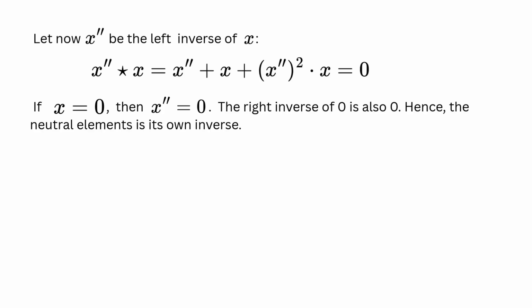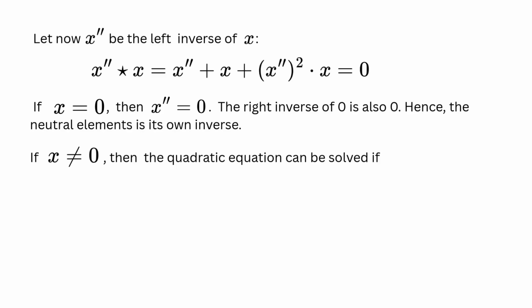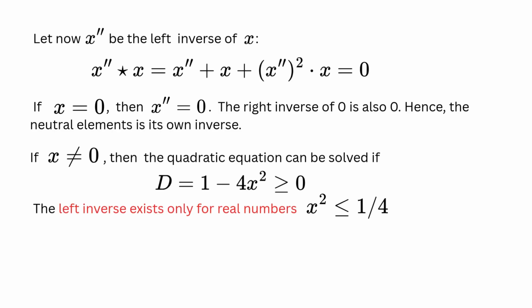If x equals 0, then x double prime equals 0, and it is equal to the right inverse. Hence, the neutral element is its own inverse element, as it should be. If x is not 0, the quadratic equation can be solved in the set of real numbers if its discriminant is non-negative. Therefore, left inverses exist only for those x whose square is less or equal to 1/4.